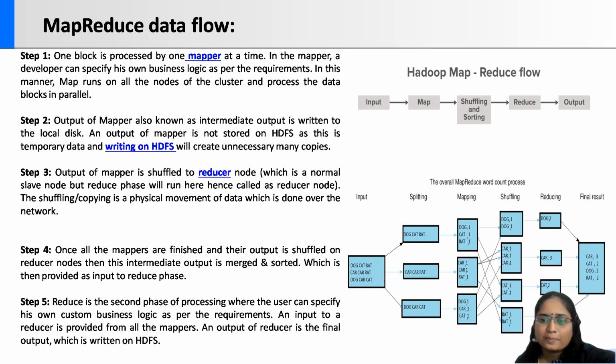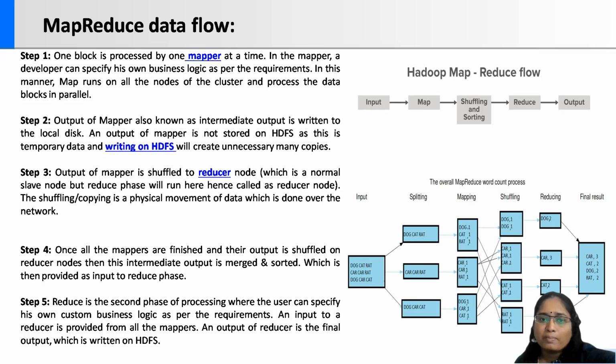One block is processed by one mapper at a time. In the mapper, a developer specifies their own business logic as per the requirements. In this manner, the map runs on all the nodes of the cluster and processes the blocks in parallel. The output of the map is also known as intermediate output. You can see how that intermediate output is written: mainly on the local disk.